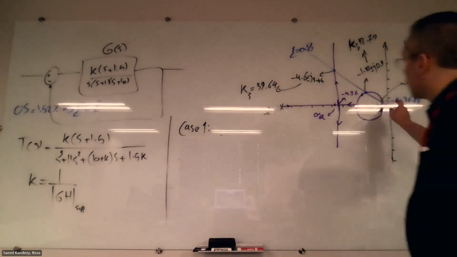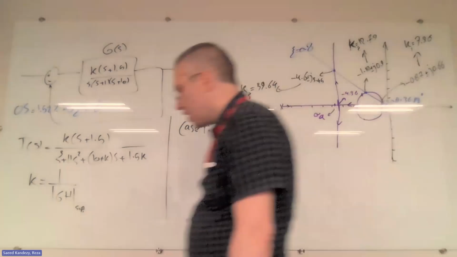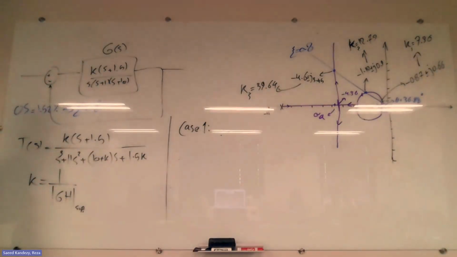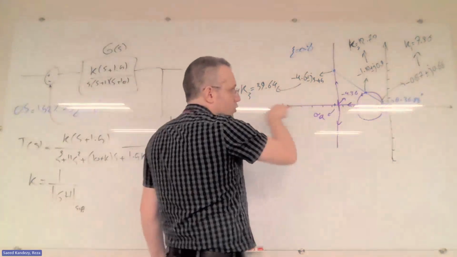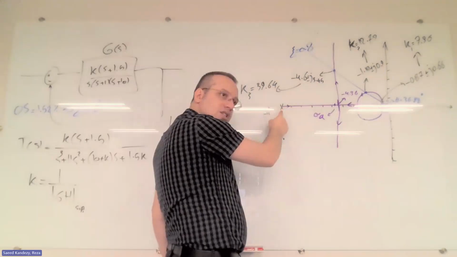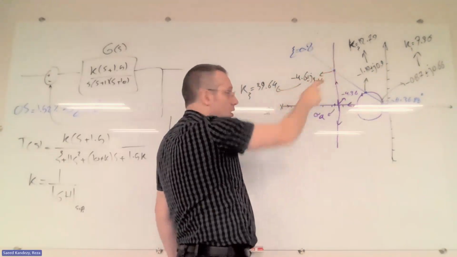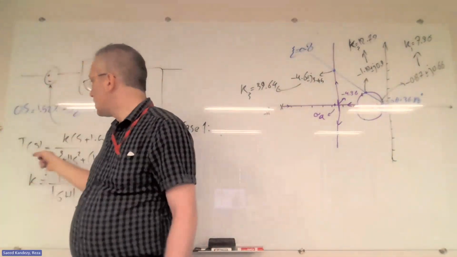Now, for case 1, k is 7.36. If k is 7.36, what is going to be our third pole? Because the third pole is also moving, right? Here k is 0. If k is k1, what would be the value of the third pole? We can easily find that.